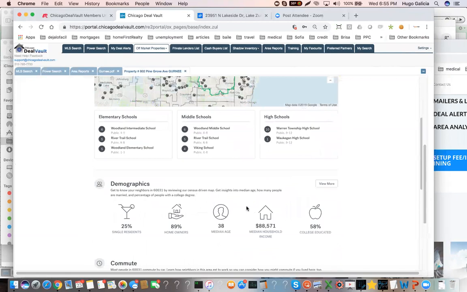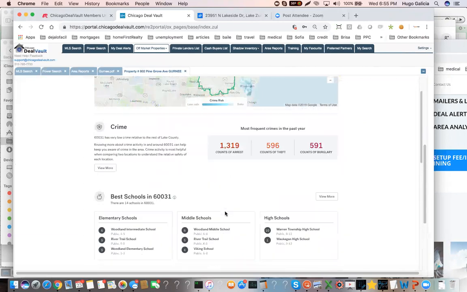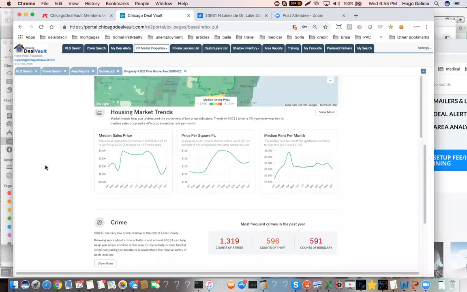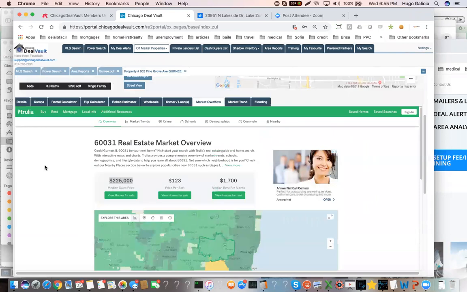So overall, to conclude the analysis on this particular property, if you want to buy and hold, it makes total sense. If you want to wholesale the property, fine, for 10, 15,000, but you cannot do a fix and flip.